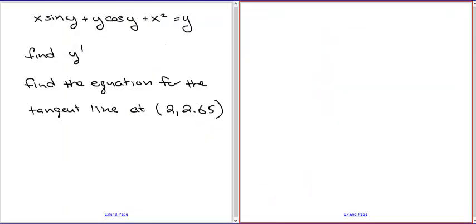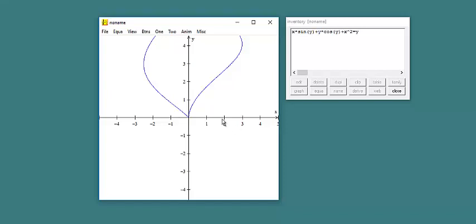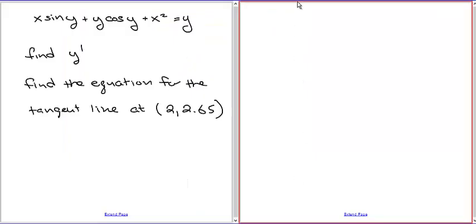So now we're going to take the derivative and find y prime. If you solve it, at x equals 2 and y equals 2.65, let's look at that. So here's x equals 2. If you go up here, it's about right there, and you can see it's a little more than 2.5. Okay, so here's the original equation. The difference here is we've got the cosine and the sine of y. So that's going to be a little different.